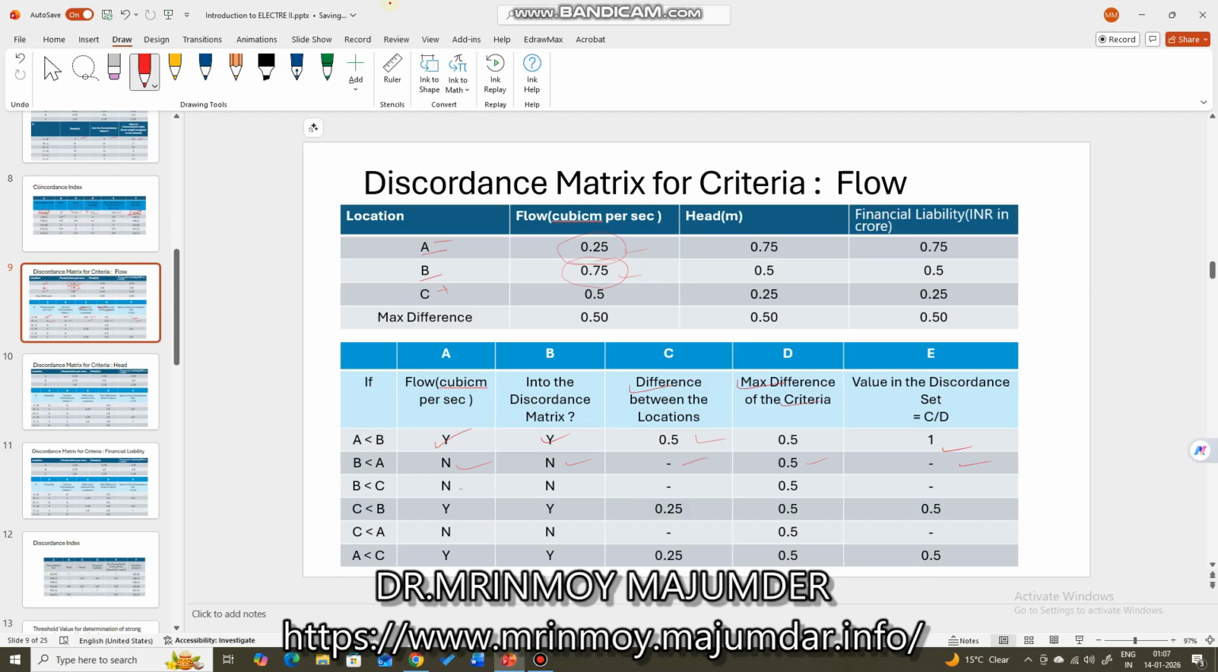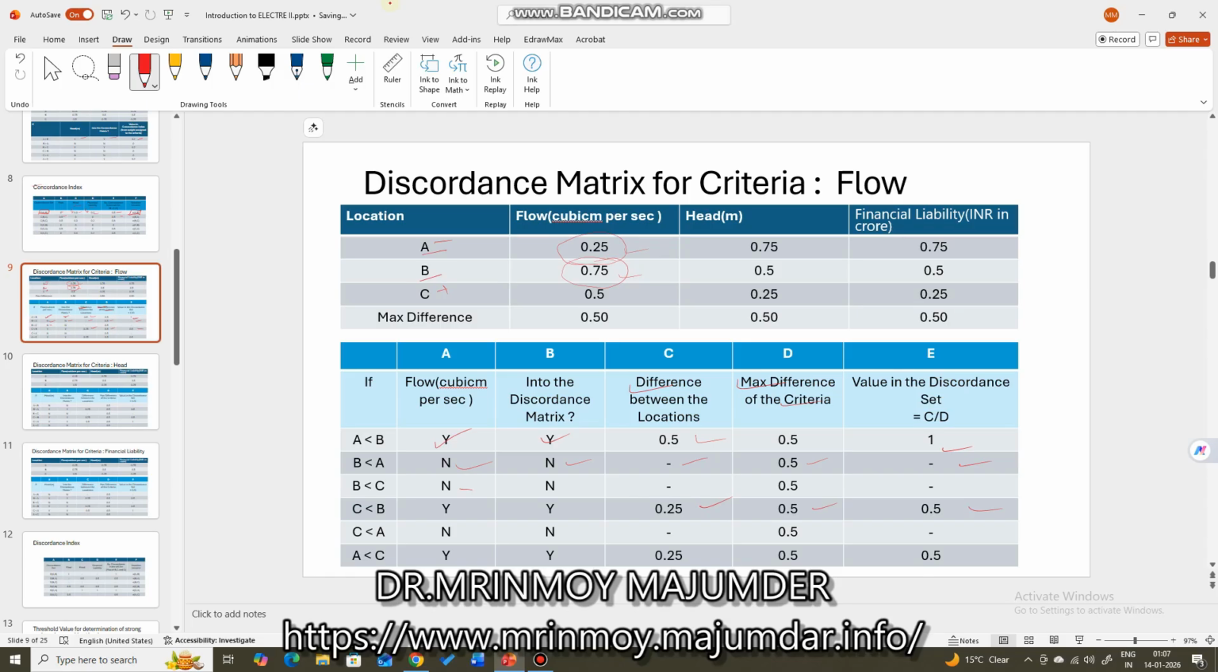Next one is also that B is not less than C. However, C is less than B. C is 0.5, B is 0.75. Yes. So the difference between these two locations is 0.25. And the maximum difference, for the single criteria, is 0.5. Now you divide 0.25 by 0.5, you get 0.5.